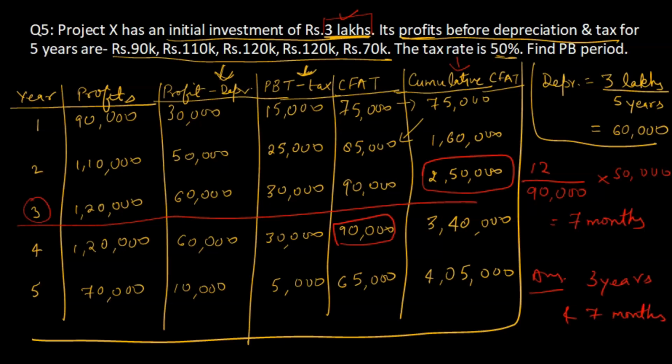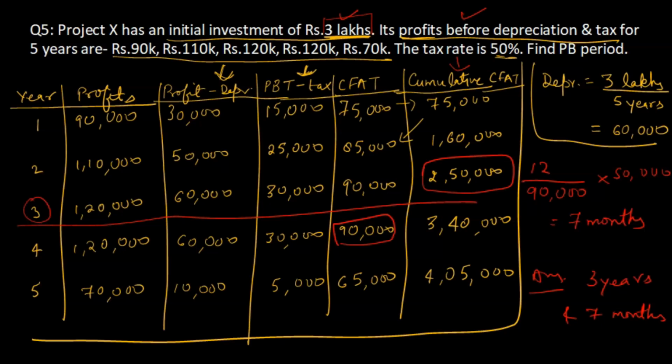So in payback period, just see if CFAT is given or not in the question. If it is not given, then to find CFAT, from the profits first deduct the depreciation, then deduct the tax, and then add the depreciation. 3 steps: deduct depreciation, deduct tax, and then add depreciation. And please remember these words, before and after. Whether they have given before depreciation, after tax, before tax, after depreciation, just remember this.